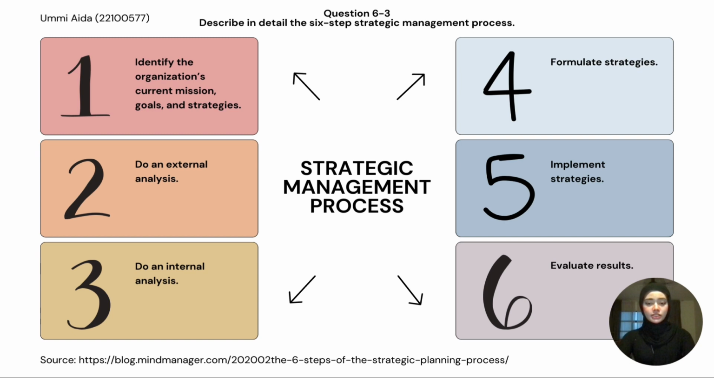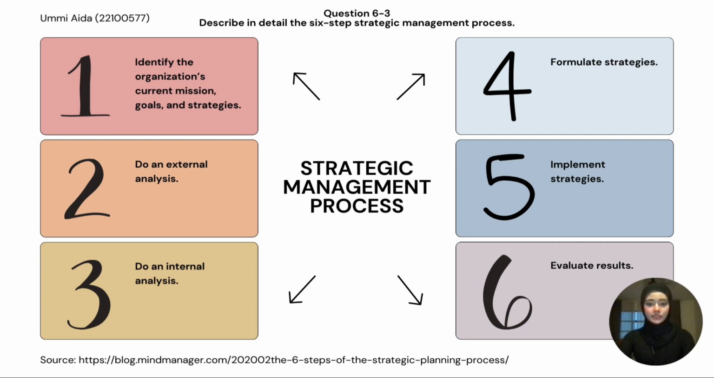The second step is to do an external analysis. This involves analyzing factors outside of the organization's control that could impact its performance and long-term survival. Such an external analysis typically examines the political or legal, economic, social or cultural, and technological environment. Emerging trends and developments are identified along with potential opportunities and threats.